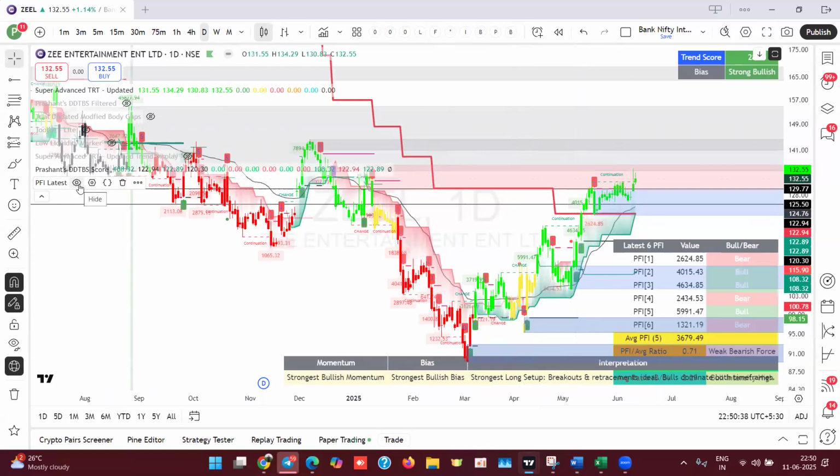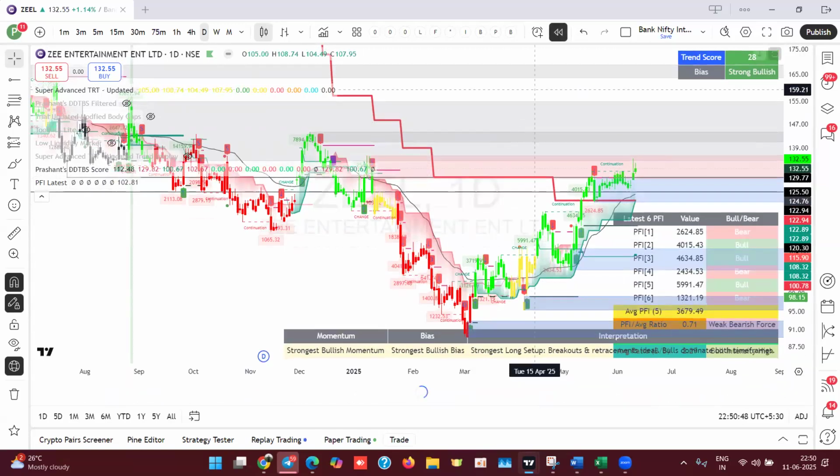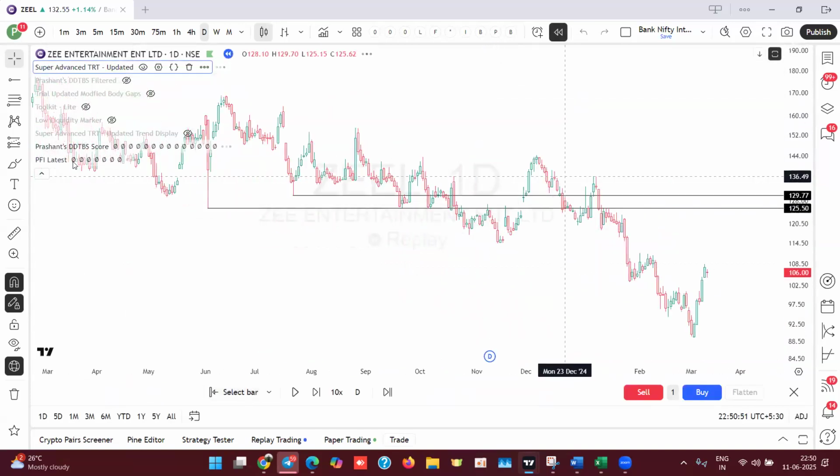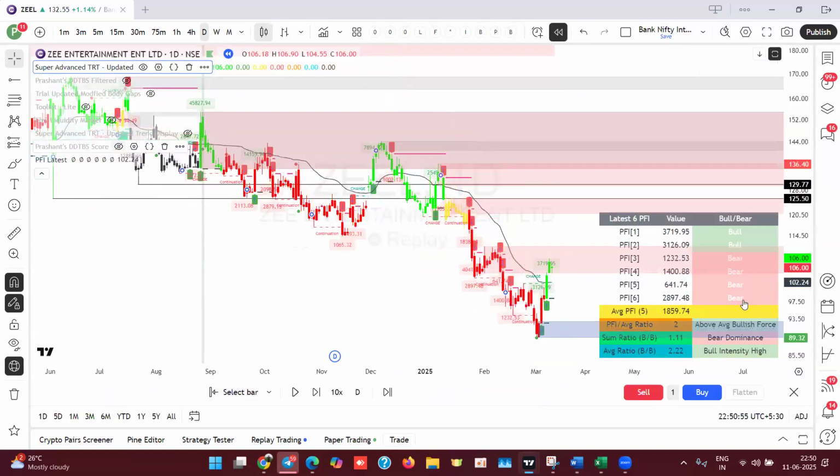And whenever we are taking a retracement entry, PFI is also important. If the PFI is not favorable, then it has a chance of failure. So here we can check PFI was above average, so above average bullish force and bull intensity is high. Therefore, that retracement worked well. But if the PFI is average or below average and bull intensity is low or there is bear dominance, then it has higher chances of failure.